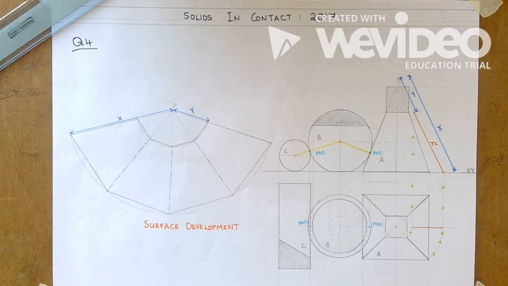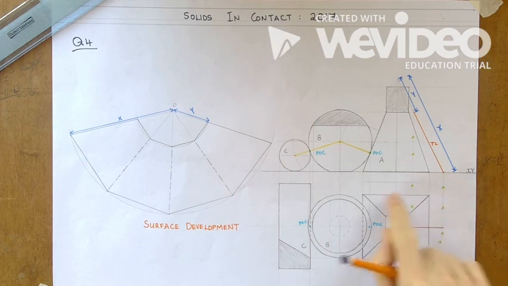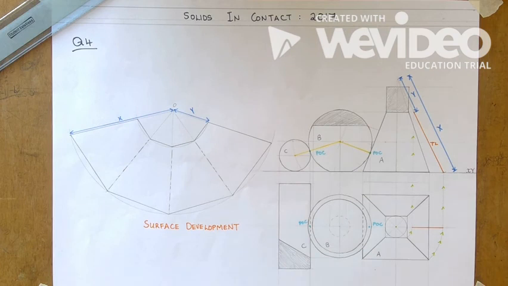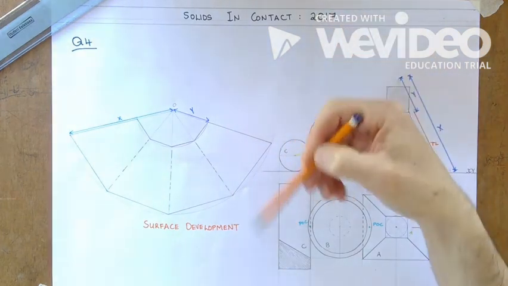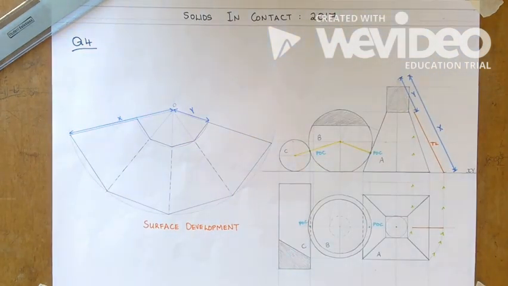And I said that because the pyramid is resting on the horizontal plane, these 4 lengths here are true lengths already. So you can take that length in your compass and mark that off 4 times in your surface development. Join them up to your apex and then complete your surface development by joining these lines together to create the straight edges, and then put your fold lines in between. So that is the 2017 higher level solids in contact question.